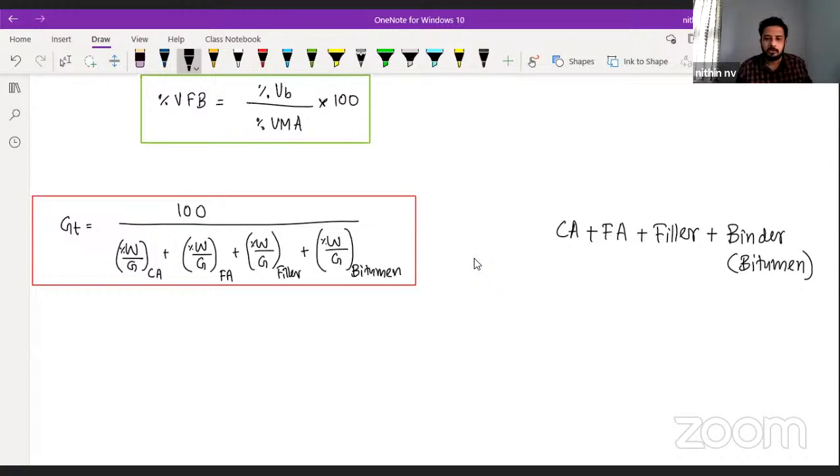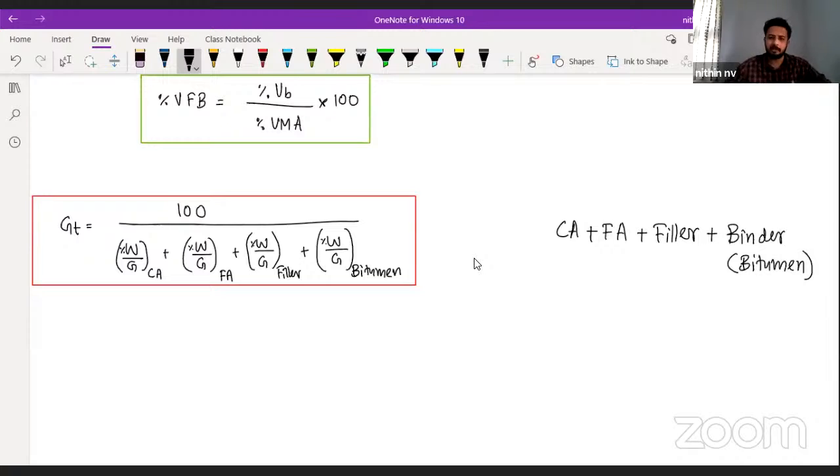Sometimes they will tell you bitumen is this much, sometimes they will tell you binder is this much. Both are the same. Now, W stands for the percentage weight of that particular fraction in the total weight. Most of the time, 99.99% of the time, they will give that value directly in the question, for each content, how much is the percentage weight out of the total weight of the mix.